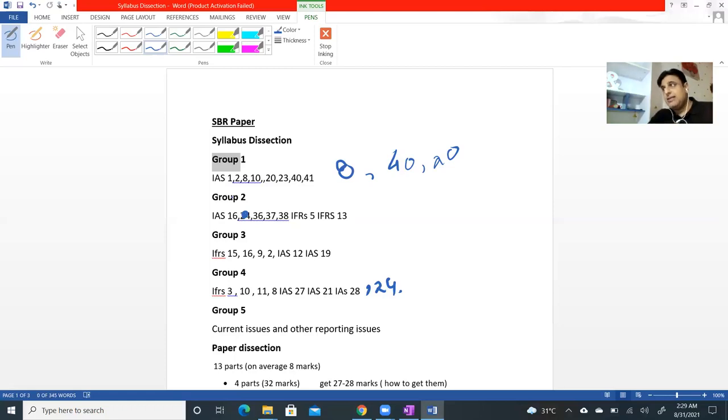Like IAS 38, you know, is the very favorite area of the examiner. Like we can have a question from IFRS 13, we can have a question from IFRS 5. So my recommendation would be, when you complete group 2, go for your practice questions and your review and practice as many questions as you can from these accounting standards.